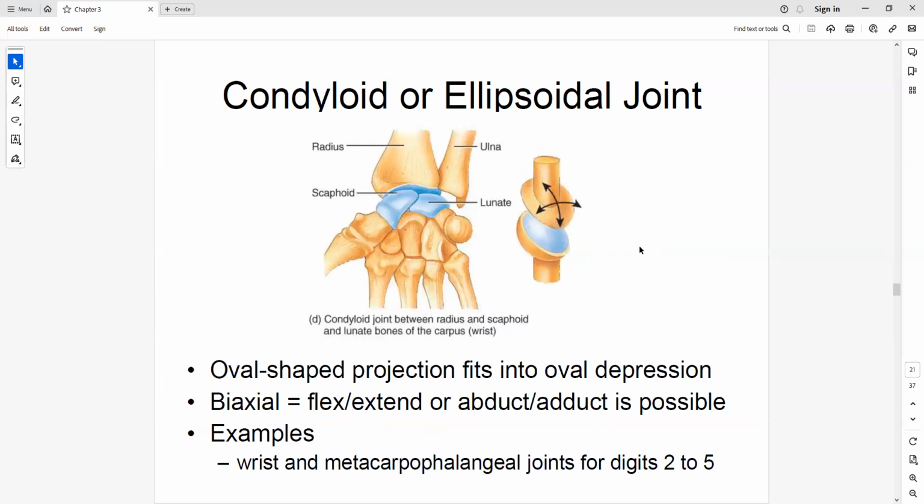The condyloid joints, the best example, we saw this in the lab. The distal end of the radius, making joints with two carpal bones, scaphoid and lunate, forms this joint. Again, the capsule is not shown here, only the hyaline cartilage-covered surfaces. We have now abduction and adduction type of movement as well here.